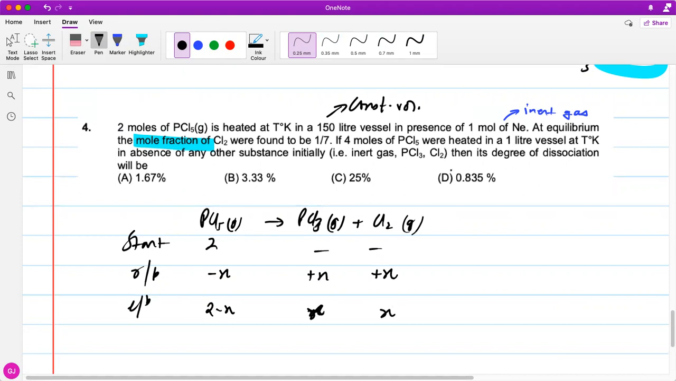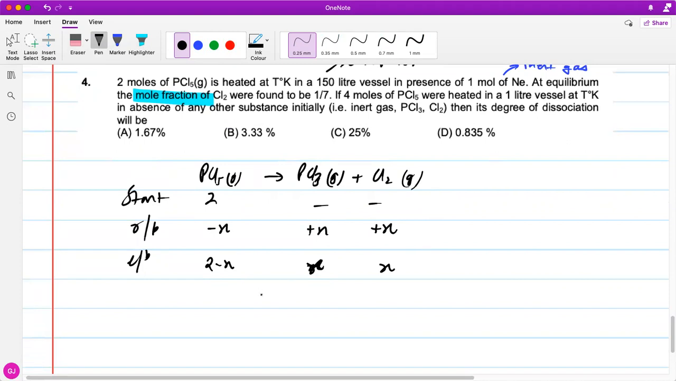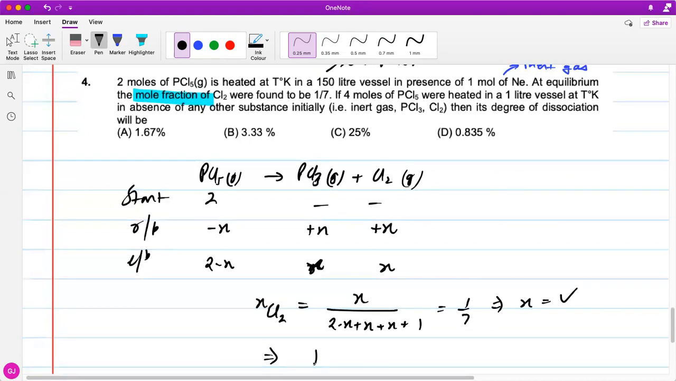X, right? And mole fraction of Cl2, that is moles of Cl2, X upon total moles, 2 minus X plus X plus X plus 1 mole of neon was 1 by 7. तो यहाँ से आपका X का value आ जाएगा. And यहाँ से you will get the value of Kc also.